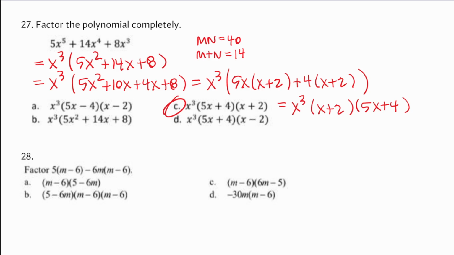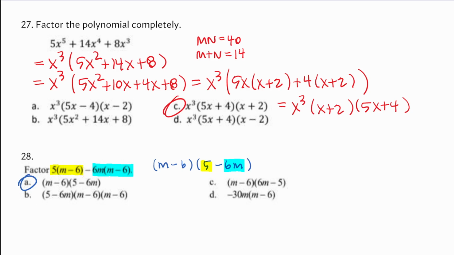Number 28, okay, I look at this and I see really this is just two things subtracted from each other. Okay, two products. And so I'm looking for what's common to each of the products, and I'm seeing this m minus 6 in both of them. So I'm going to factor out an m minus 6. And what I'll be left with is a 5 from the, I'll use the highlighter here. So I've got these two things I'm subtracting. So from the first thing I'm left with a 5, and from the second thing I'm left with a negative 6m. That's looking like 5 minus 6m, there it is. It's choice A.